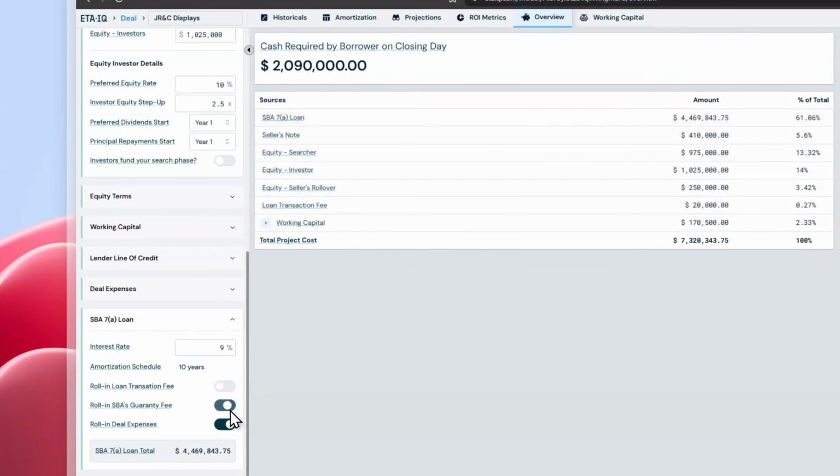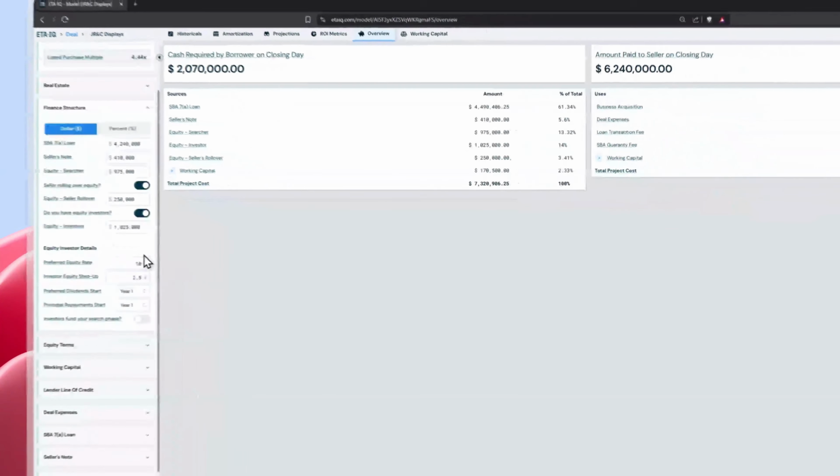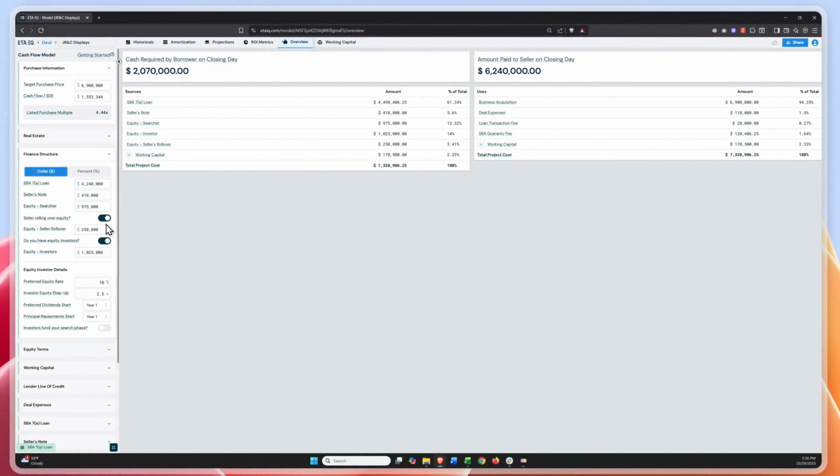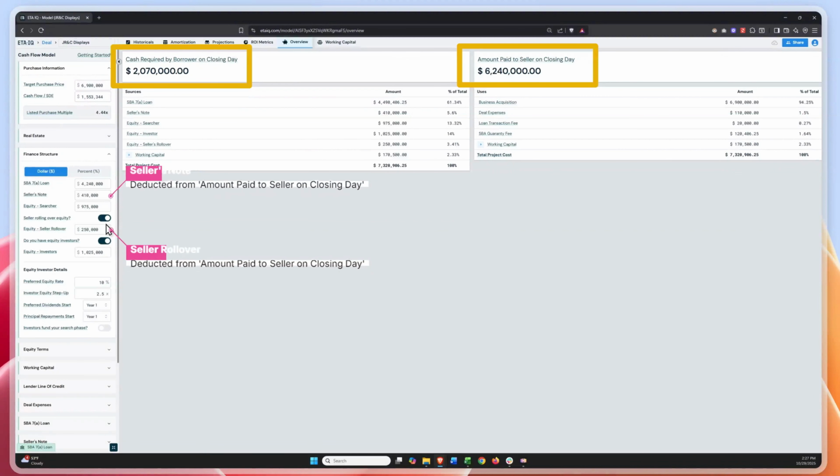And at the very top, you'll see two key summary figures. Cash required by the borrower on closing day, which shows the total amount of cash required from the buyer to close the deal, and the amount paid to the seller on closing day, which reflects the total proceeds going to the seller, net of any roll of equity or financing offsets.